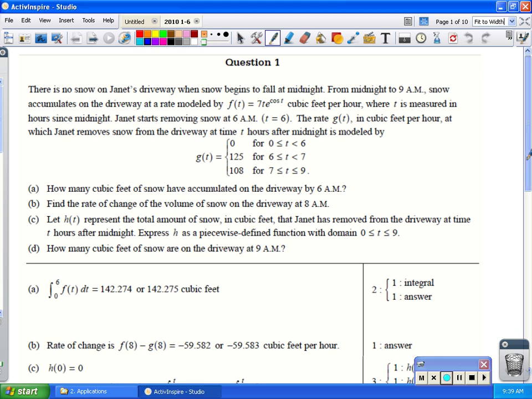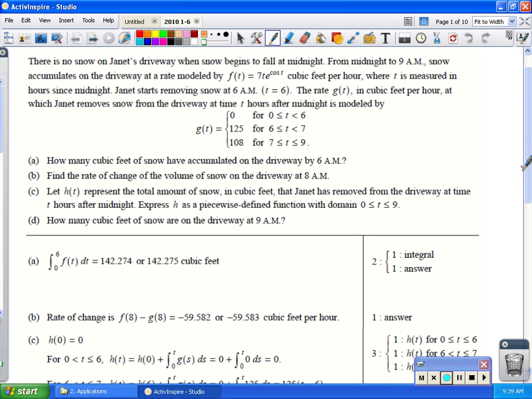In this problem that you've already done, you have snow going onto a driveway, and then you have the person shoveling it off of the driveway, and you have two rates going on. The first rate is the rate of snow going onto, or accumulating on, the driveway, and then you have a function called g of t that represents the rate at which snow is being shoveled off. So this is like our classic sand on, sand off problem.